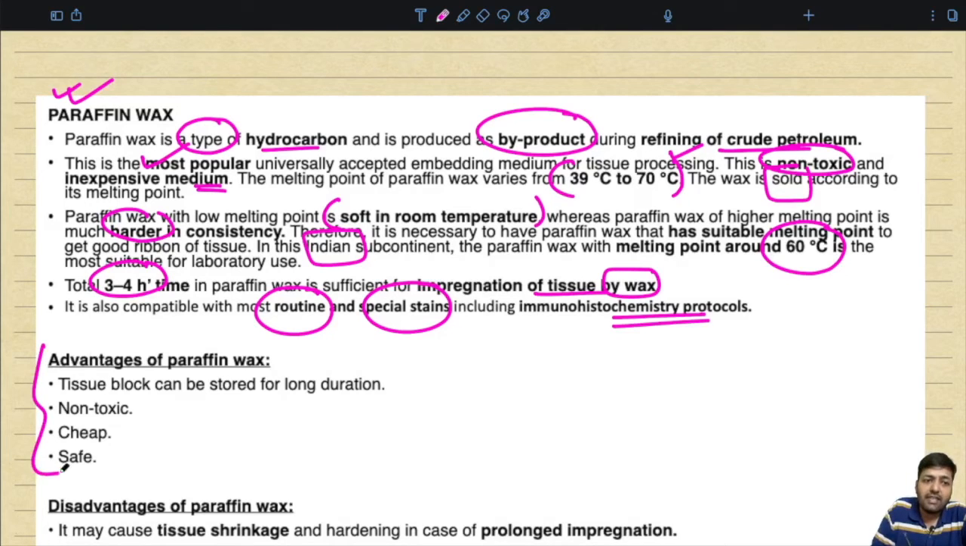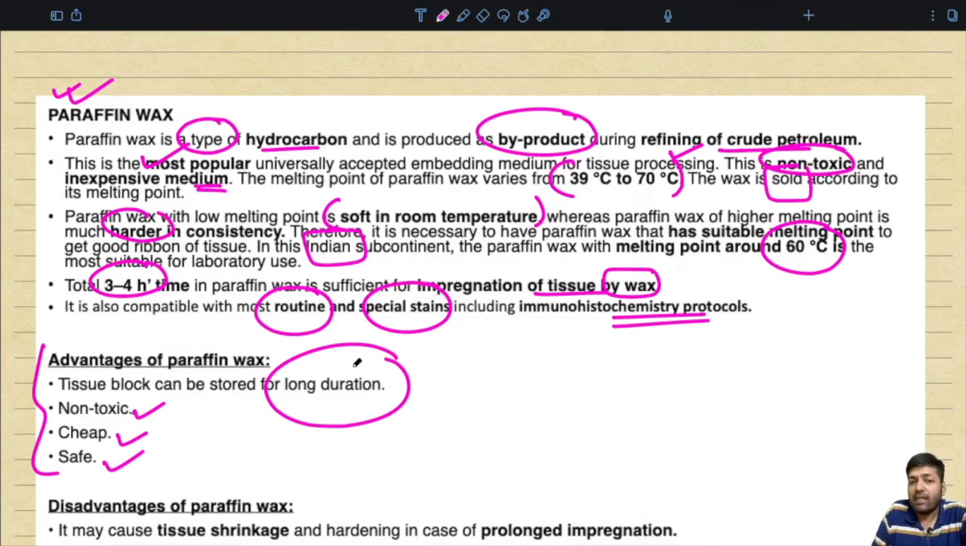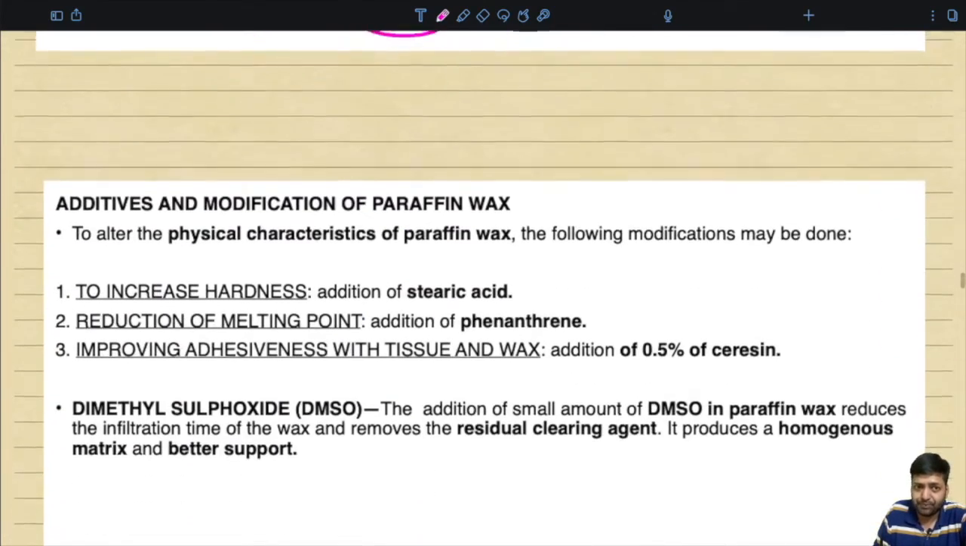So what are the advantages? As we have seen, they are non-toxic, cheap, safe, and the tissue block can be stored for a longer duration. What are the disadvantages? It may cause tissue shrinkage and hardening in case of prolonged impregnation, and paraffin wax takes a longer duration for impregnation of tissues like bone and the eye.